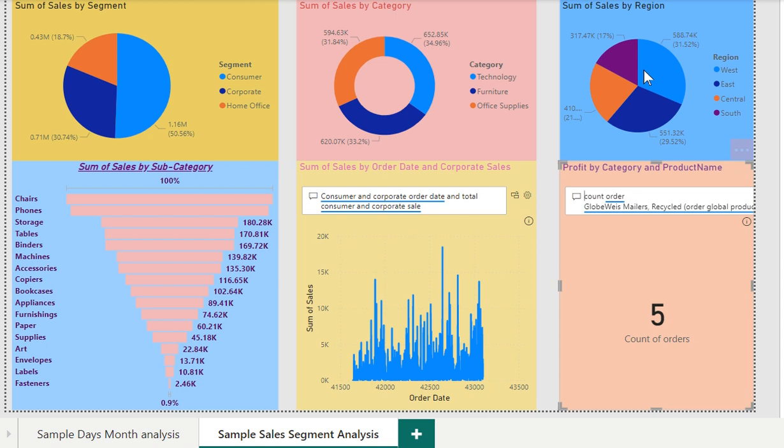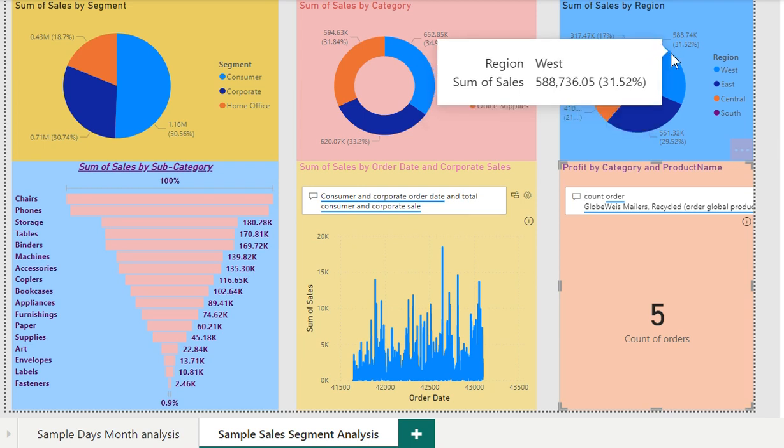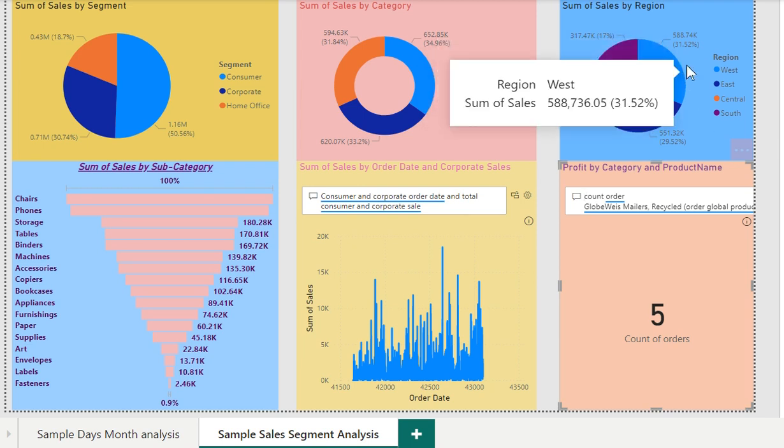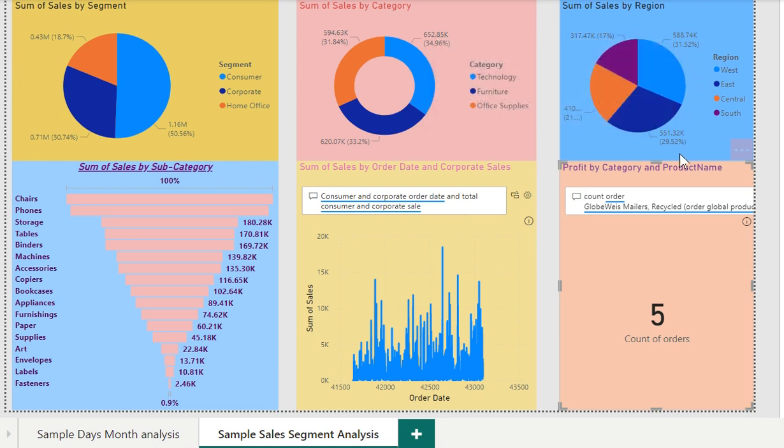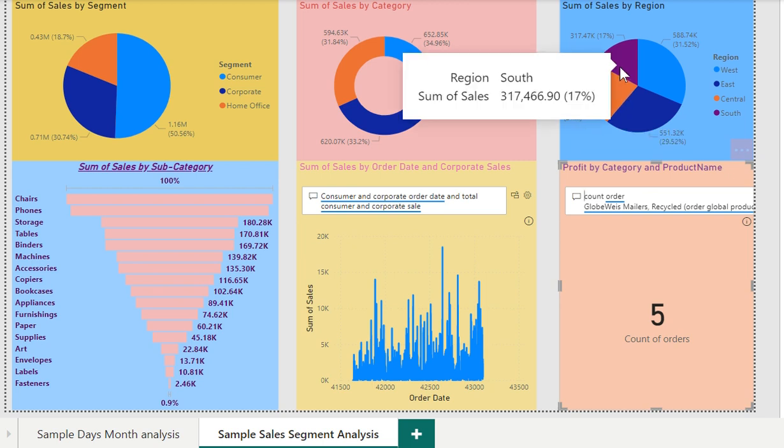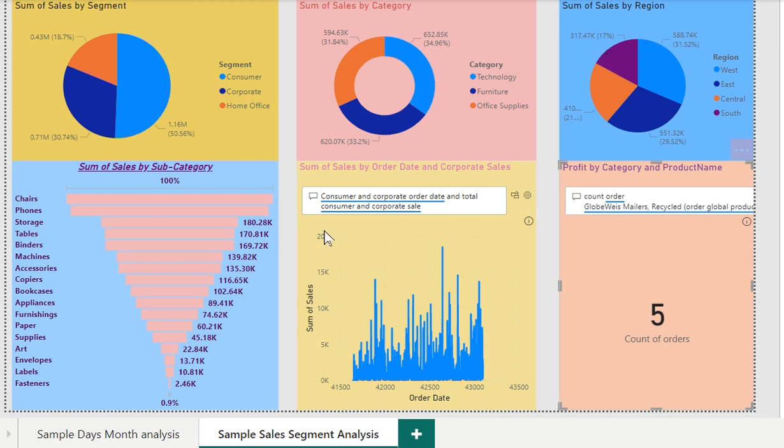So the maximum percentage of sales is visible with the west region having 31.52%. Then after that we have the east, which grabs around 29.52%. Then we have the central region, which approximately has 21.96%, and then the south, which has approximately 17.